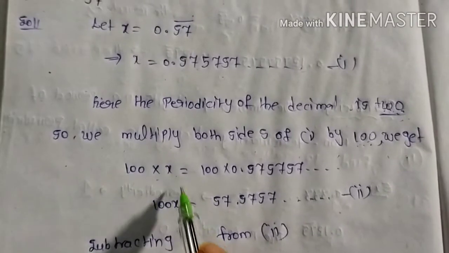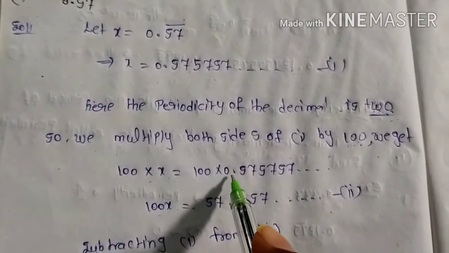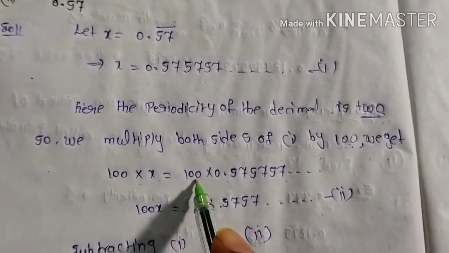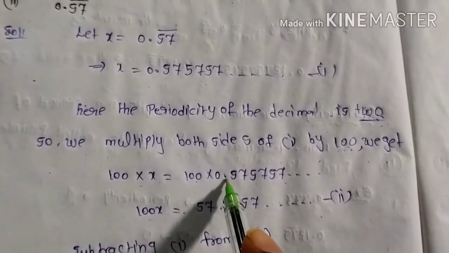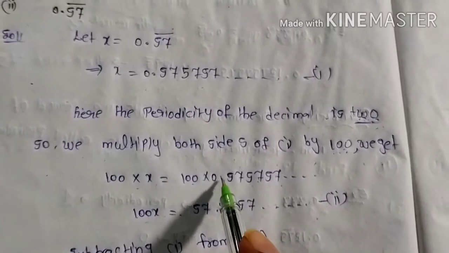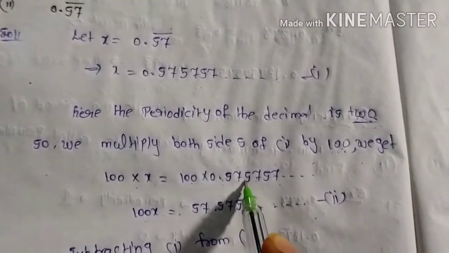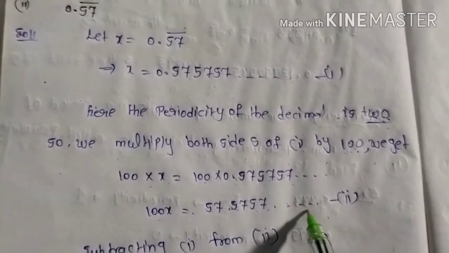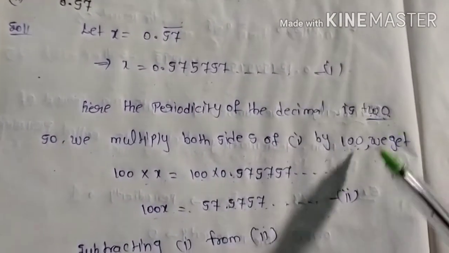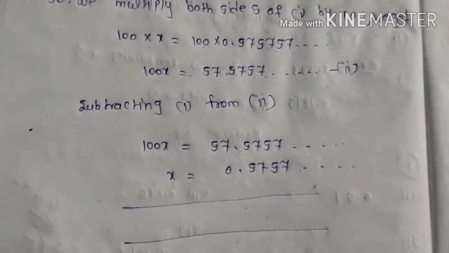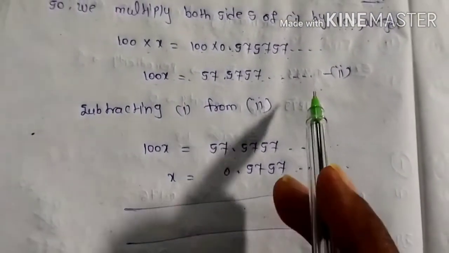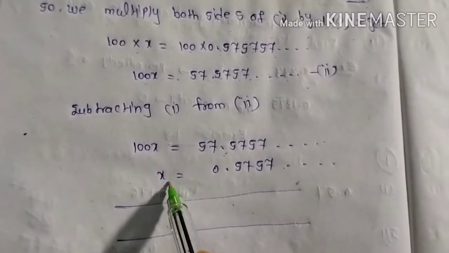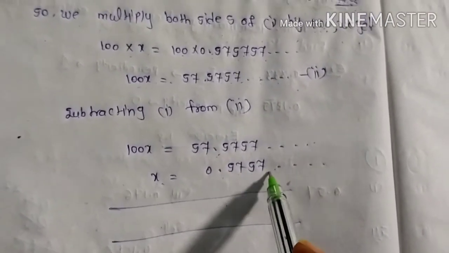Now you can see here, if it is 2, you multiply with 100. We get 100x is equal to 100 into 0.5757. That means whenever we multiply with 100, the two digits move to the right side, so this decimal point moves to here. I am writing 57.5757 and so on. Now you can subtract 1 from 2. 100x is the second equation, equal to 57.5757, and x is equal to 0.5757. This is the first equation.